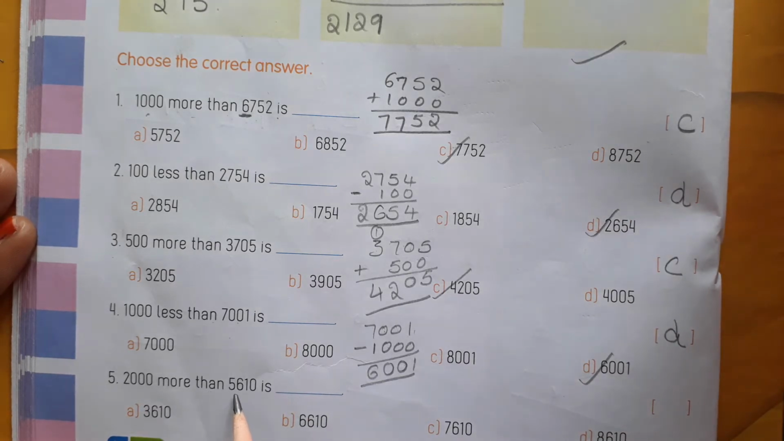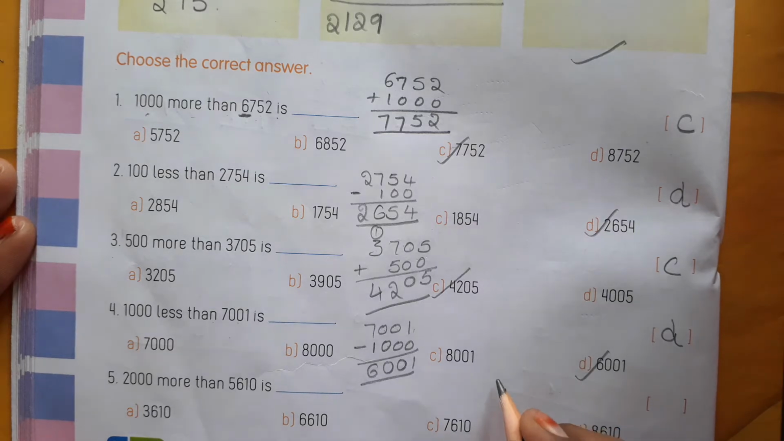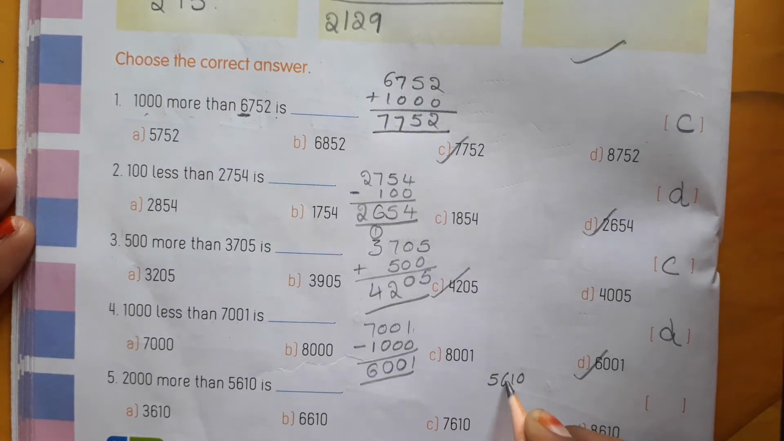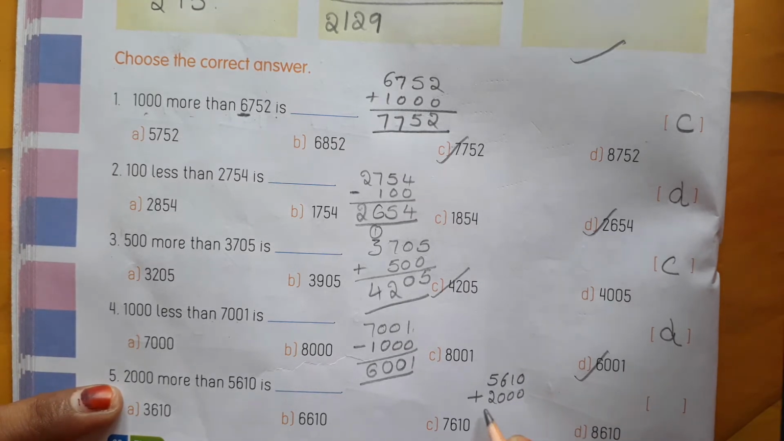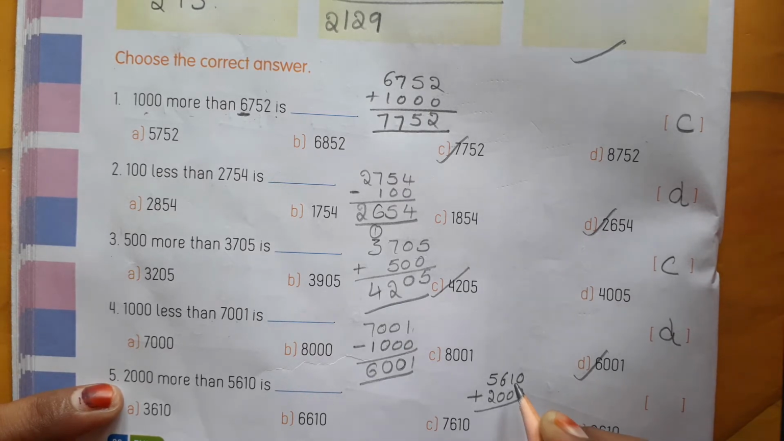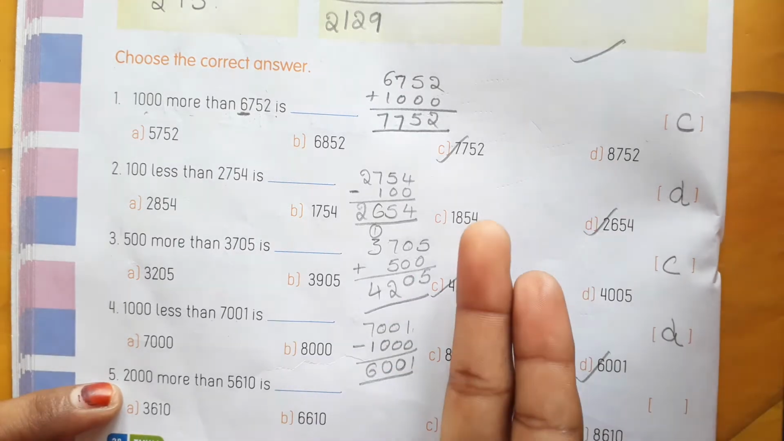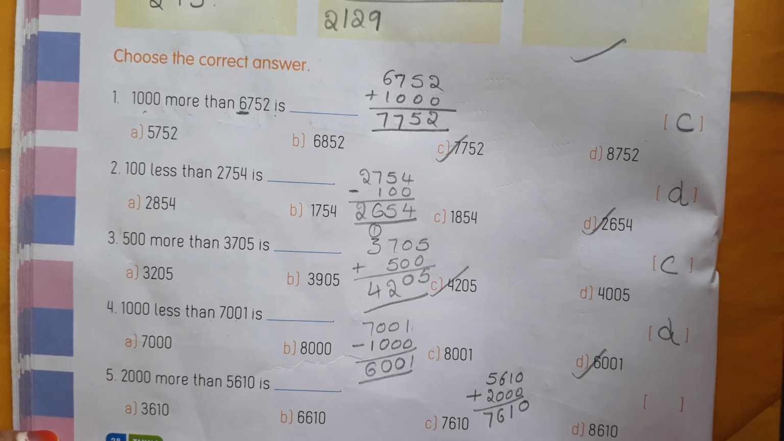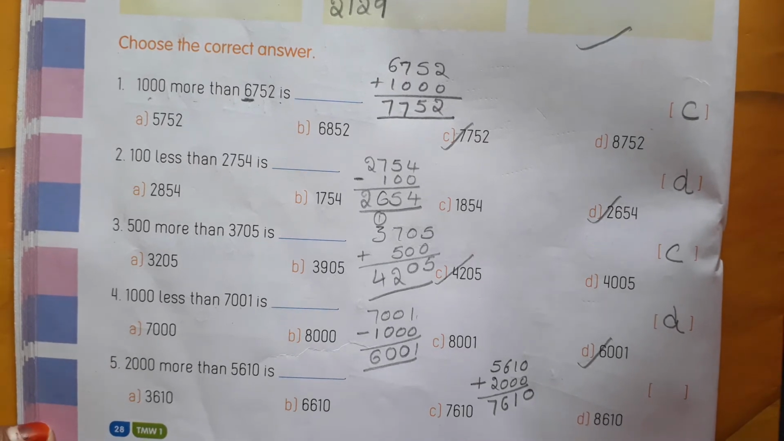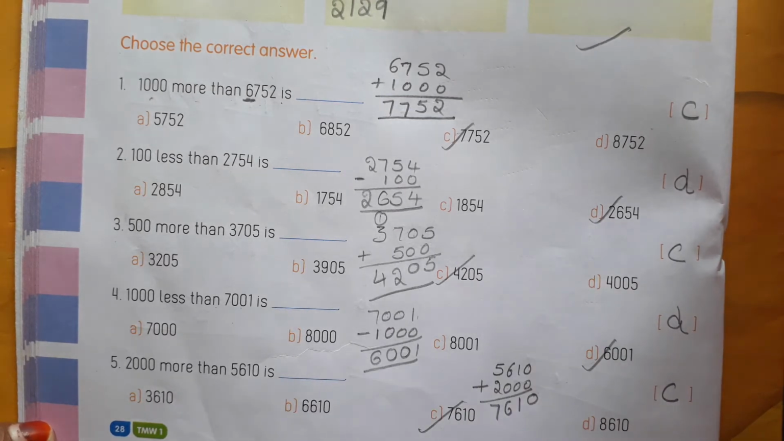2000 more than 5610. More than means you should add. How much? 2000. So 0 plus 0, 0. 1 plus 0, 1. 6 plus 0, 6. 5 plus 2, 5 after 6, 7. 7610. In which option? The option C. Now come to the next page, children.